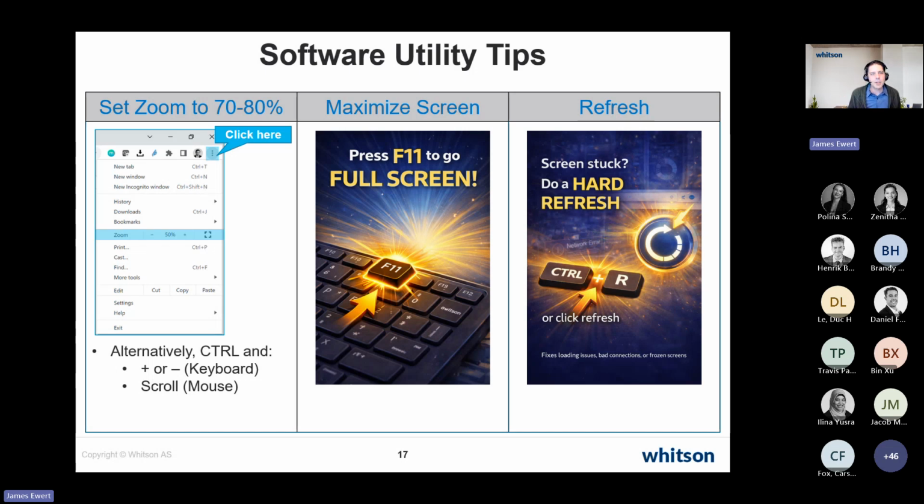The second one, some people do it. It's not my jam, but you can press F11 and you can go full screen, okay? So some people like to have that full real estate of their screen. I kind of just leave it the way it is.